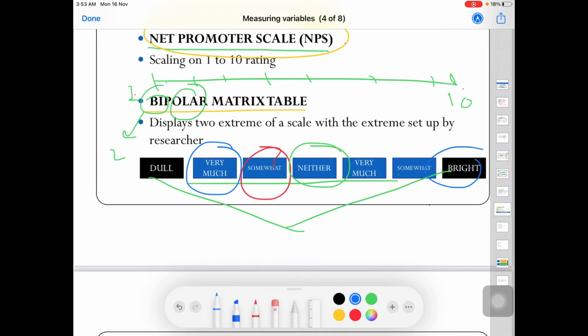Similarly, thing goes with bright. So how do you rate the bright weather? Whether you like it very much, somewhat, or you take a neutral position. So it's all up to you. It's all up to the respondent, who is responding to your research question or data collecting questions or your questionnaires. So this was all about bipolar matrix table. These 3 rating scales come under interval scale.